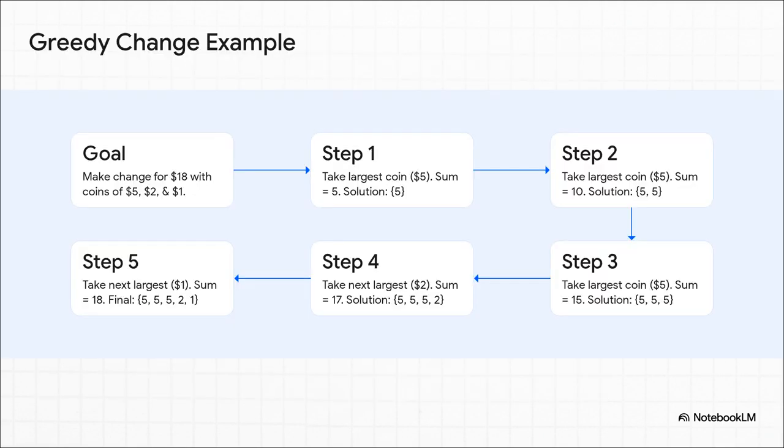So, say you need to make change for $18. The greedy approach just repeatedly takes the largest coin it can. It grabs a $5 coin, then another, then another. Okay, now we're at $15. Another 5 is too big, so it greedily grabs the next biggest thing, a $2 coin. We're at 17. Finally, it takes a $1 coin to hit the target. It's simple, and what do you know? In this case, it actually found the perfect solution.